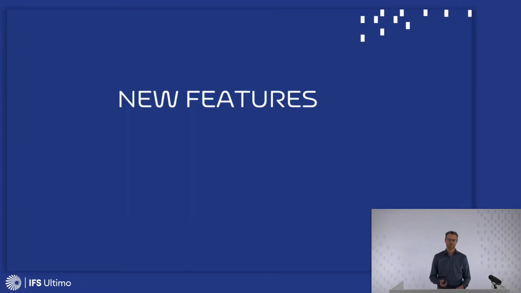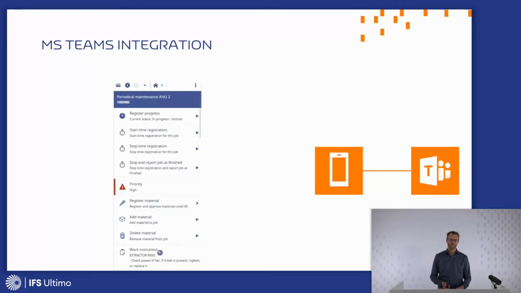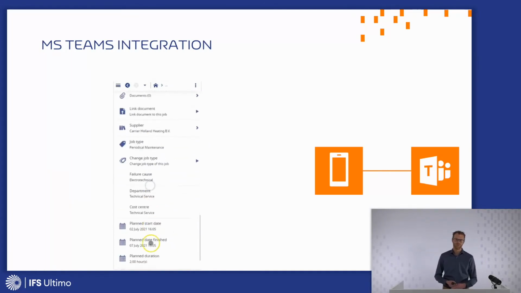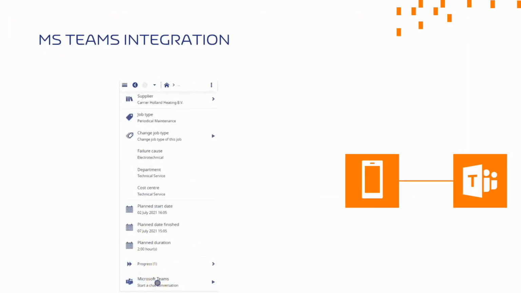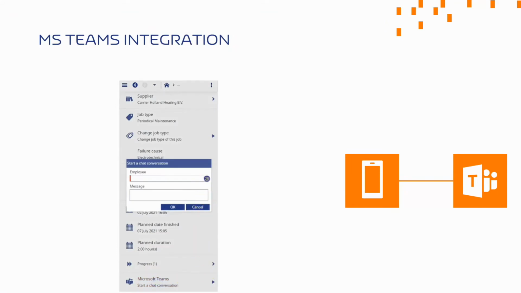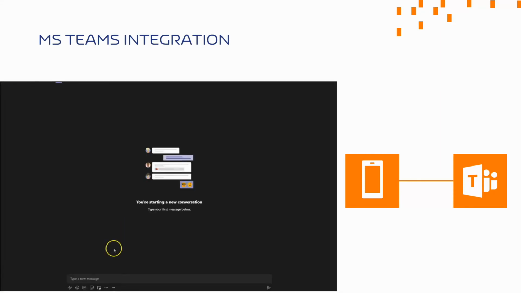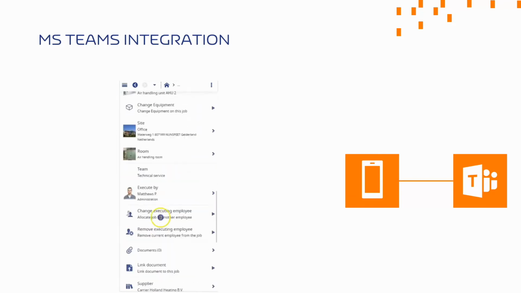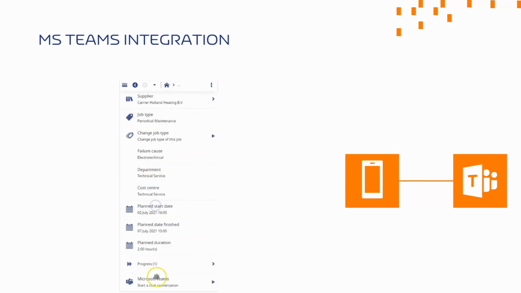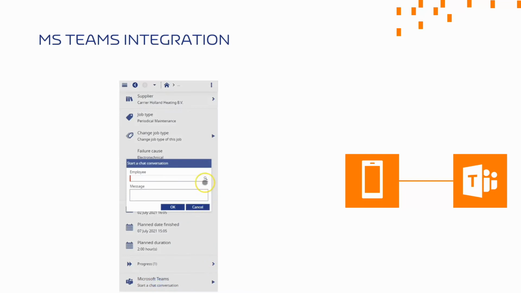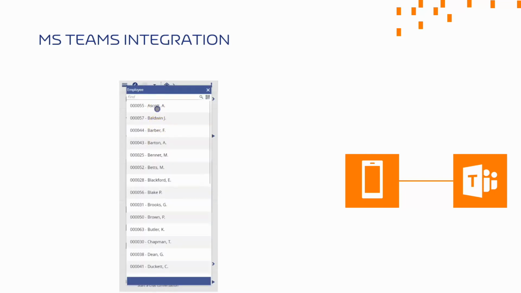Now we're going to switch to the new features. And the first one is about Microsoft Teams integration. Keep in mind the technician is working on site with an asset and he needs help. Well, it was already possible to call a colleague. You would go to the employee screen and start a call. But more and more organizations are working with Microsoft Teams. We as well. And we discussed with Microsoft, can we add an integration? So we discussed the options and we added a basic integration with Microsoft Teams.